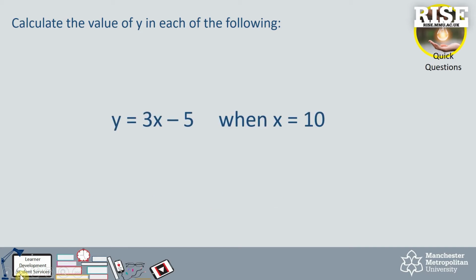Y equals 3x minus 5 when x equals 10. 3 times 10 is 30, and take away 5 is 25.